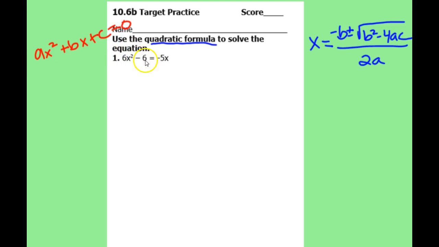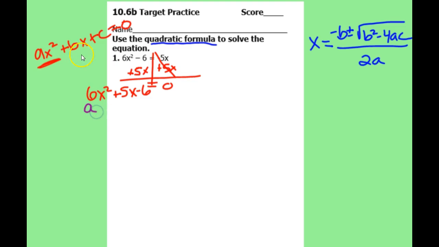So we have these two on the same side, but we need to move this 5x over to the other side. So those will eliminate. And write your x squareds first. We have 6x squared plus 5x minus 6. Now we know a is 6, b is 5, and c is a negative 6.